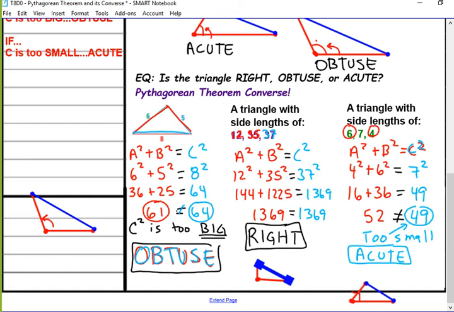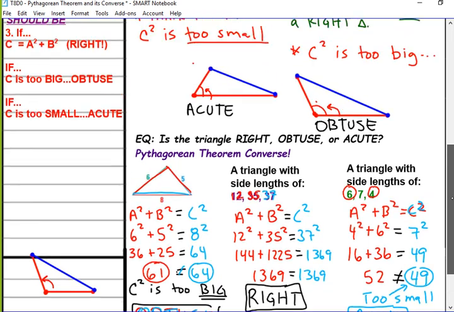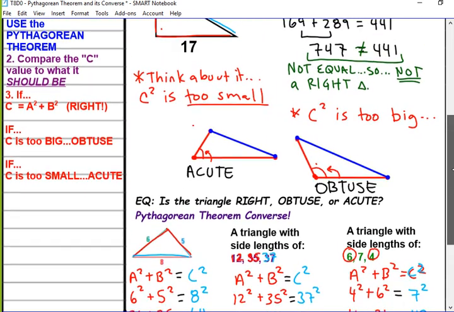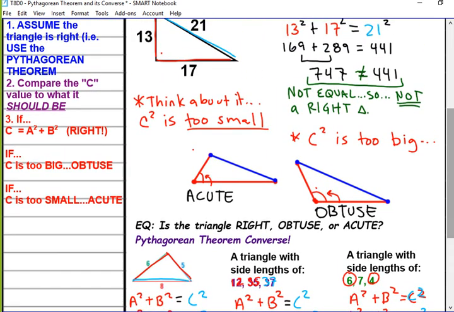Okay, so if you're going to tell if it's right, obtuse, or acute, you work on the assumption, and let me scroll back up so you can see the steps. We're going to work on the assumption that the triangle is going to be right. In other words, we're going to apply the Pythagorean theorem. We look at the c squared value compared to the a squared plus b squared value. If they're precisely equal, like they should be, then we know it's a right triangle.